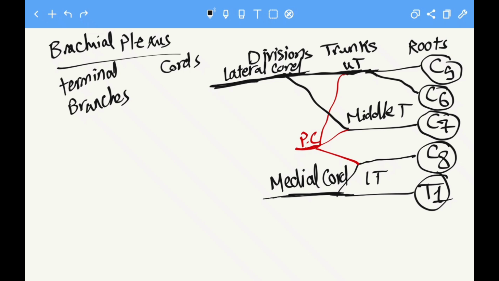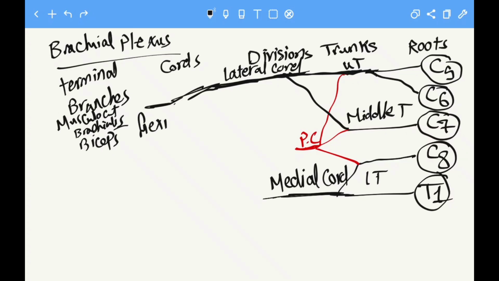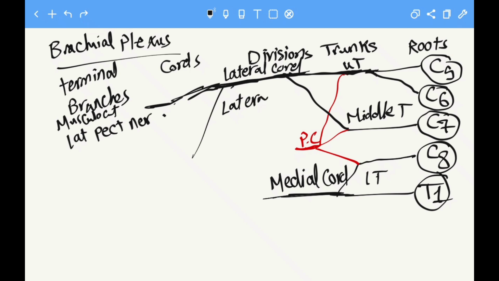The lateral cord will give a lot of branches. First, the musculocutaneous nerve, which is the nerve of brachialis, which is the main, and biceps, which control flexion. It will also give the lateral pectoral nerve, which supplies pectoralis major, and will give also the lateral root of the median nerve.